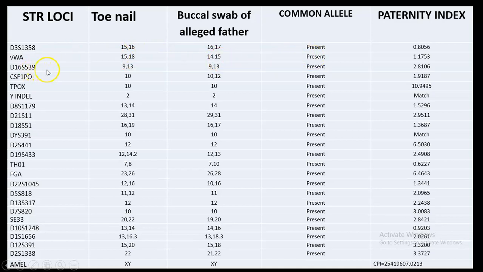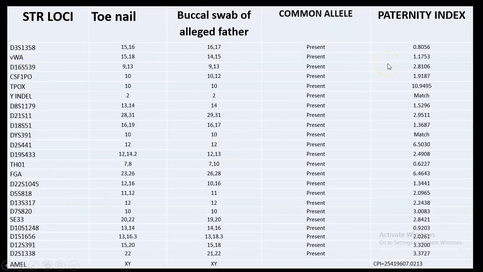The third marker, D16S539, toenail 9, 13, buccal swab for the alleged father 9, 13. So they share either the 9 or the 13. The mother wasn't tested, so we cannot know which one came from the father. CSF1PO 10, 10, 12, meaning they share the 10. So you can do same for all the other markers, and you'll get to know that the alleged father shares common allele with the toenail at all the markers that were tested.